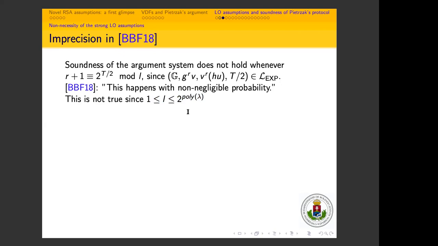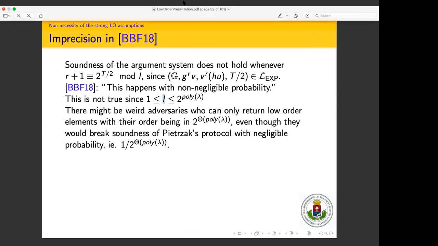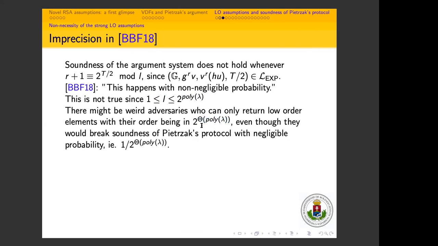So, put more formally, we might have adversaries who can only break the low order assumption with their order being in 2 to the theta polylambda, and then the probability of breaking the PHX protocol would still be negligible, because it would be 1 over 2 to the theta polylambda. So this is an observation that it seems the original definition of the low order assumption is too strong. This was kind of the starting point of the paper. I mean, this was not the starting point, but an important observation that it seems that the original definition of the low order assumption is too strong.